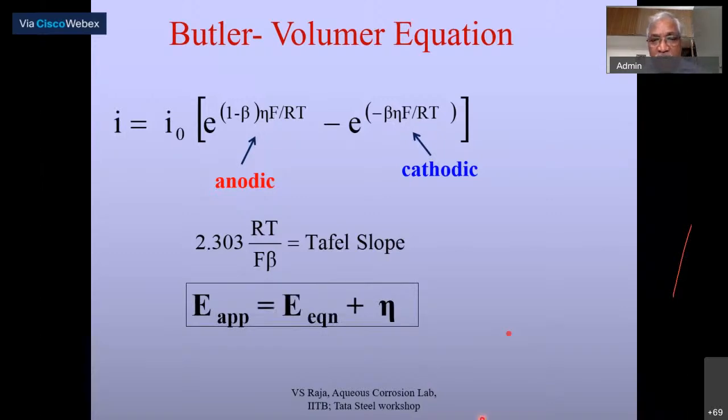Now, what is this overvoltage? We all know that overvoltage is nothing but equilibrium. I'm sorry for that. It should be equilibrium potential plus the overvoltage gives you the applied voltage here. So applied minus equilibrium potential gives you the overvoltage. So you have a relation between current and potential. That's what is done. This is applicable for all electrochemical systems, not only for corrosion, for any electrochemical systems.